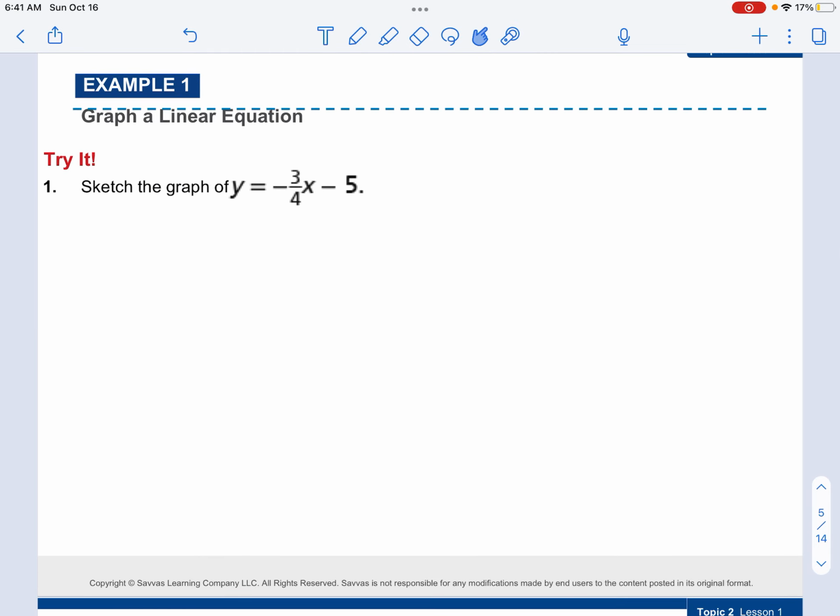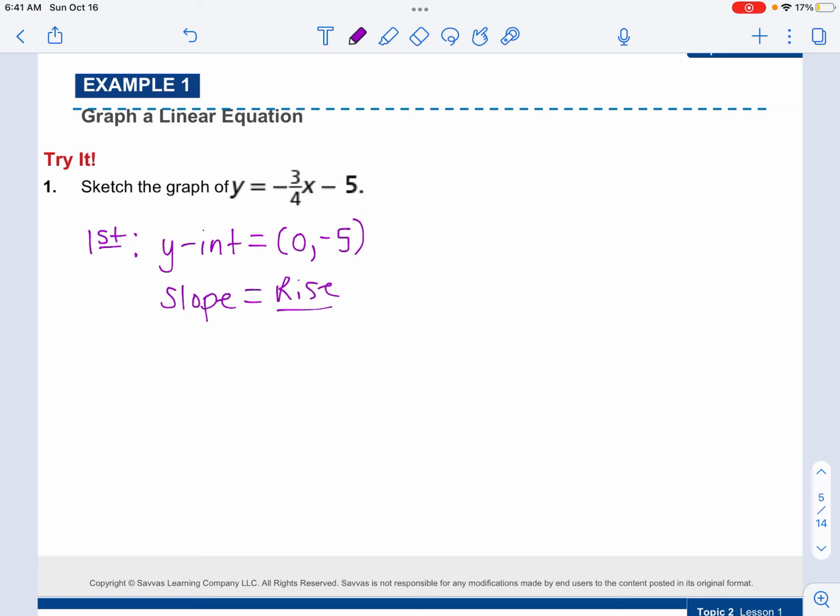Go ahead and pause the video and try this one on your own, and then unpause to check your solution. All right, first we identify our y-intercept and our slope. The y-intercept you're going to write as an ordered pair, which is -5, so I'll write it as 0, -5. And my slope, which equals my rise over my run, is -3 over 4. Now you have to place the negative in either the numerator or the denominator, so I am just going to place it in the numerator.